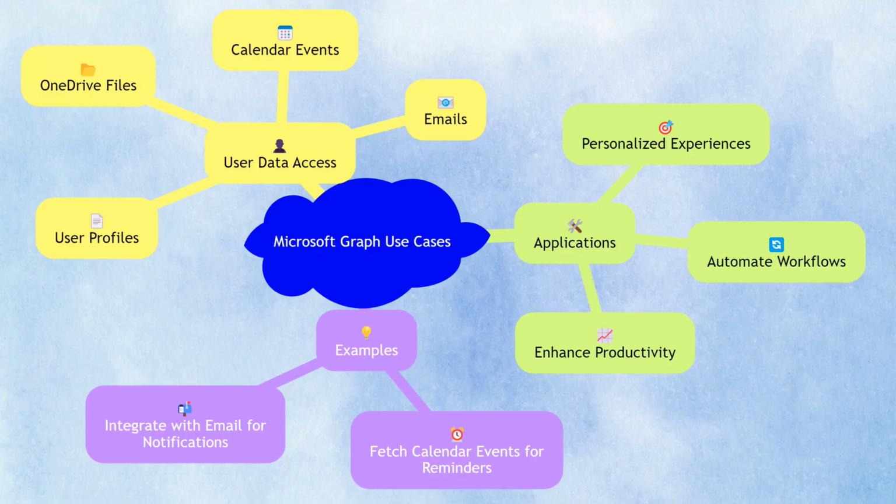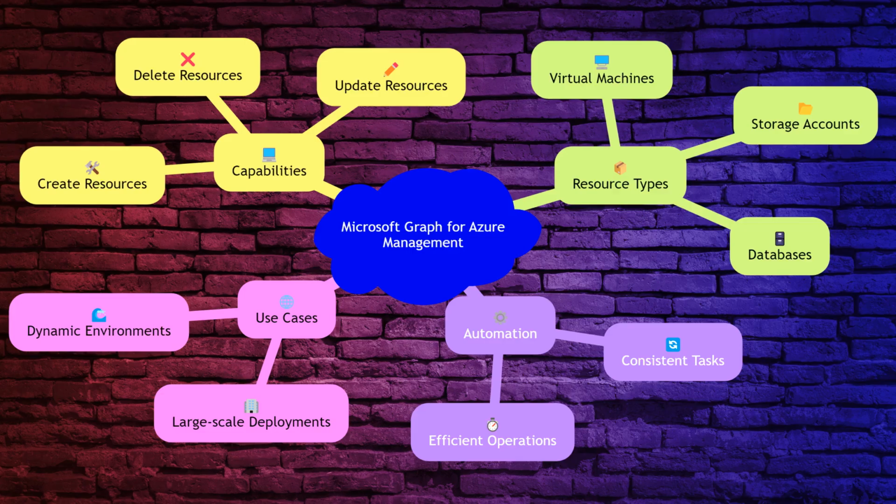One of the primary use cases of Microsoft Graph is accessing user data. Developers can retrieve information such as user profiles, emails, calendar events, and files stored in OneDrive. This data can be used to create personalized experiences, automate workflows, and enhance productivity. For example, an application can fetch a user's calendar events to provide reminders or integrate with email services to send notifications.